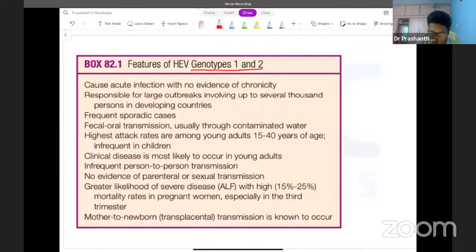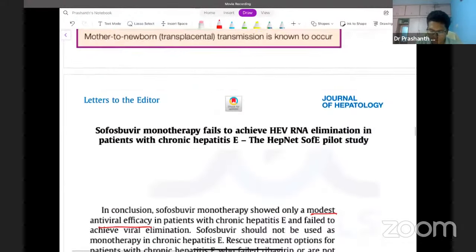So some numbers that you should know: severe disease in women, and person-to-person transmission is not there. Usually people think person-to-person transmission. No, it is the fecal-oral route. It's more through waterborne. And genotype 1 and 2 is what you get to see in developing countries predominantly. So this is important.